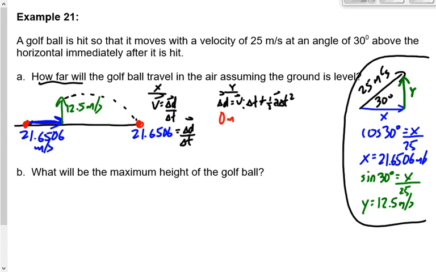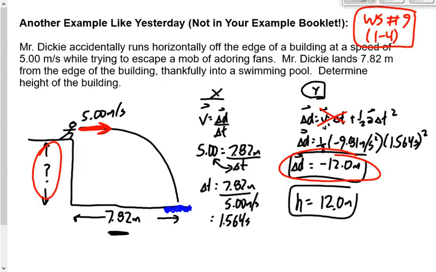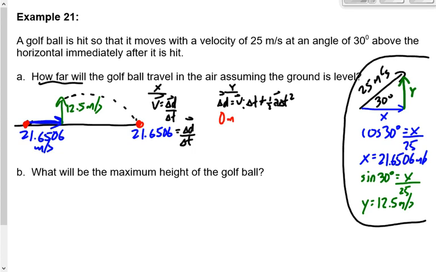Now, in that last example, the initial velocity for the y component was 0 because it was all on the x-axis. This time, the initial y velocity is 12.5. We don't know what delta t is, that's fine. A is negative 9.81. And again, we don't know what delta t is. Now, it's a little tricky to solve for delta t. I'm going to show you a little trick here. The math is a little icky, but we can deal with this.